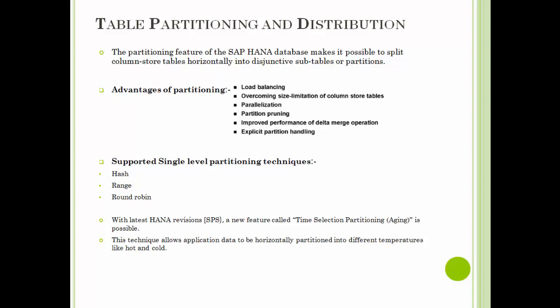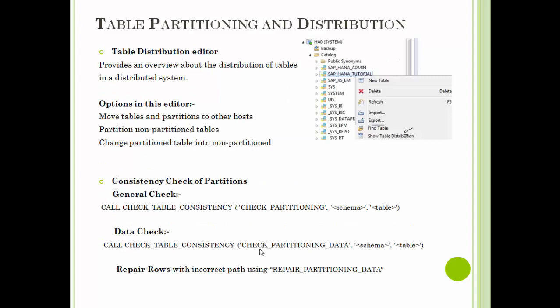So these are the partitioning techniques that can be implemented. These are the single level partitioning techniques to be specific. And with the latest HANA revisions, a new feature called time selection partitioning is possible. This technique allows application data to be horizontally partitioned into different temperatures like hot and cold, which is more effective in nature. So that was about what table partitioning is.